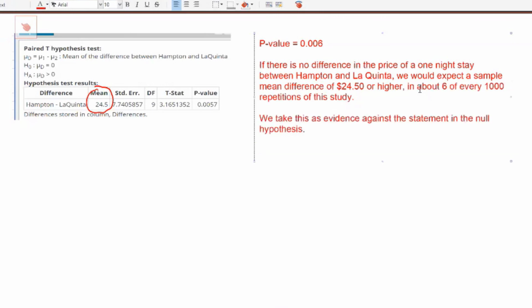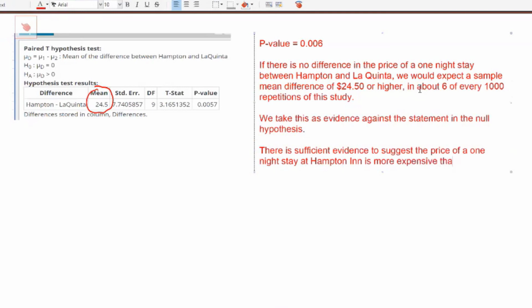And so our conclusion is there is sufficient evidence to suggest the price of a one-night stay at Hampton Inn is more expensive than La Quinta, because we rejected the statement in the null.